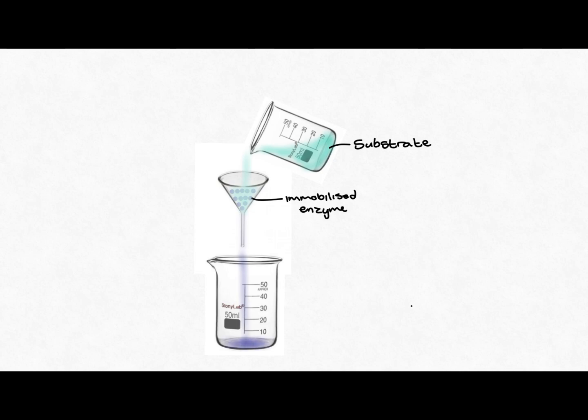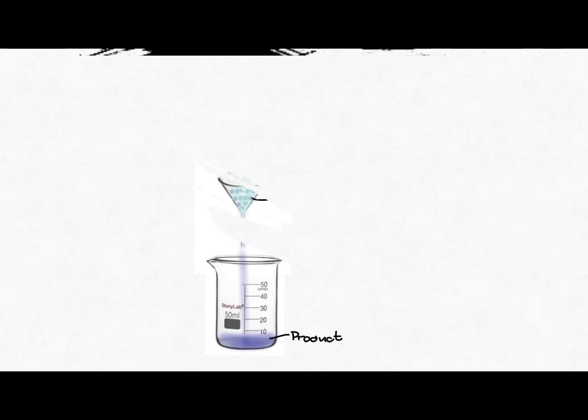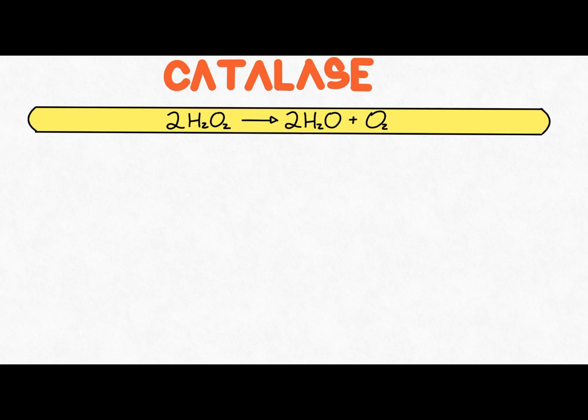Now, sometimes it's very important in enzyme catalyzed reactions to measure the rate at which the enzyme catalyzes the reaction. We can do this in two different ways. The first way is measuring the amount of product that is formed and how fast this product is being formed. This can be demonstrated through the use of catalase. Catalase is an enzyme that breaks down hydrogen peroxide into water and oxygen. Oxygen is a gas and it can be collected using either an inverted measuring cylinder or a gas syringe.